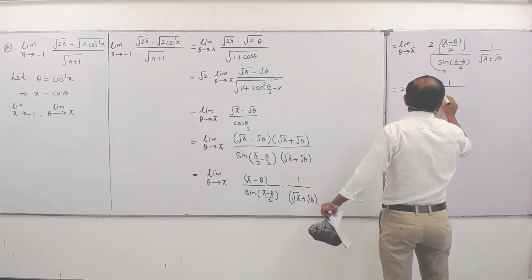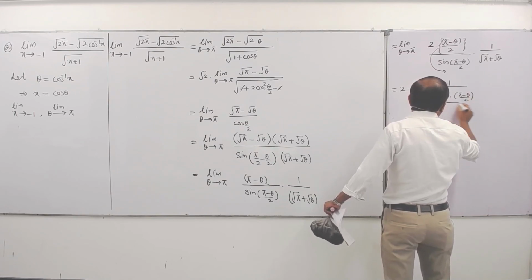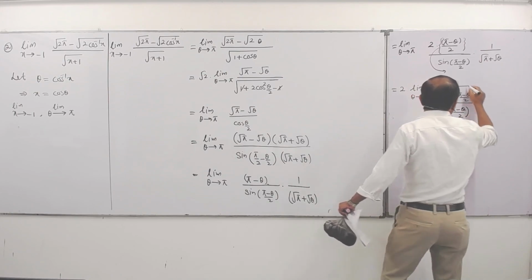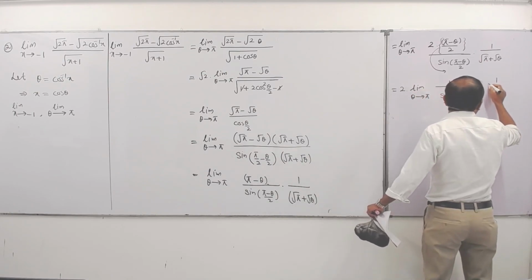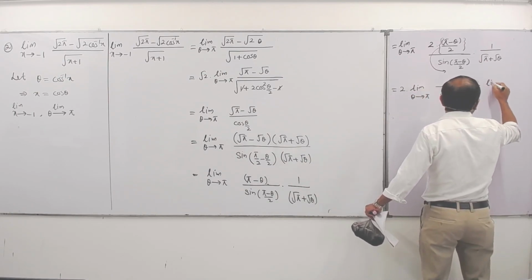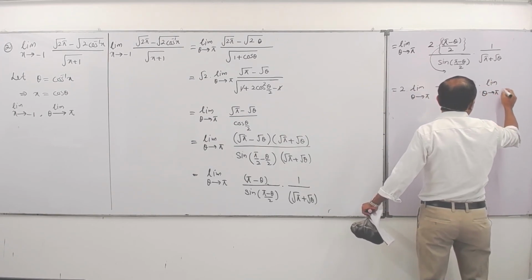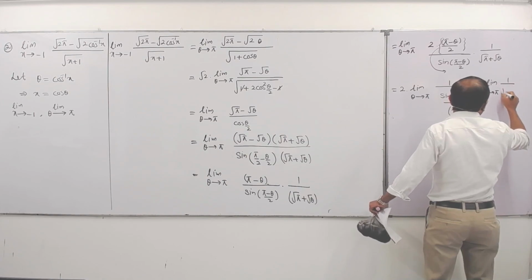1 over sine of (pi minus theta) by 2 divided by (pi minus theta) by 2. And here also we put the limit, theta going to pi, 1 over root pi plus root theta, like this.